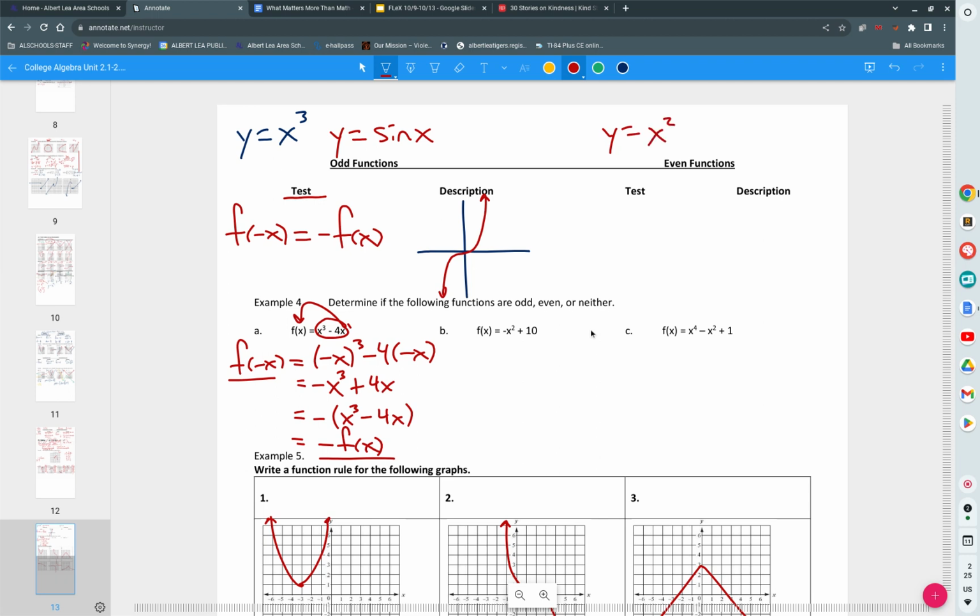Notice the exponent is even. What makes it even is if we were to graph it, notice that it is symmetrical about the what? It's a letter of the alphabet towards the end. It's symmetrical about the y-axis. And the test for symmetry about the y-axis or an even function is this. F of negative x produces f of x.